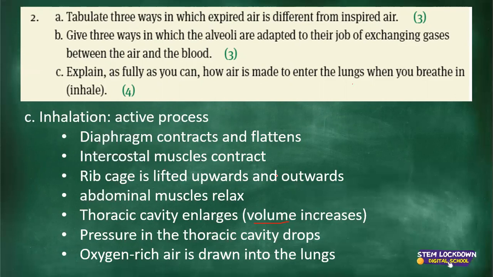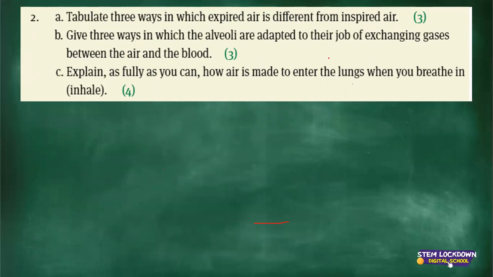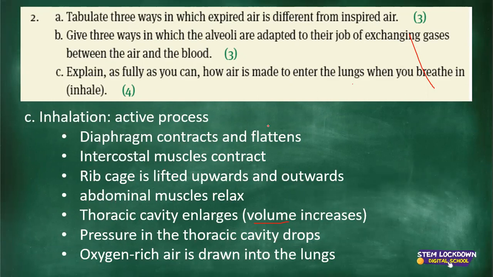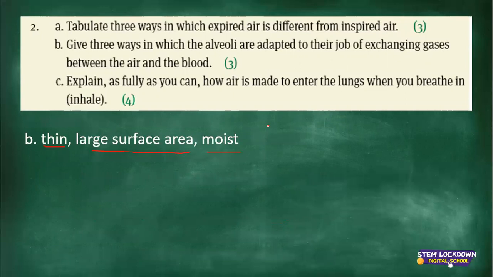Question 2B. Okay, Butle, let's go back to question 2B. Give 3 ways in which the alveoli are adapted to their job of exchanging gases between the air and the blood. You remember this was part, and you'll even see it with the work that I gave you, the homework that I gave you today. You will also encounter this.